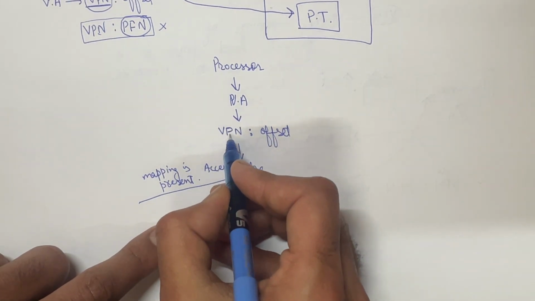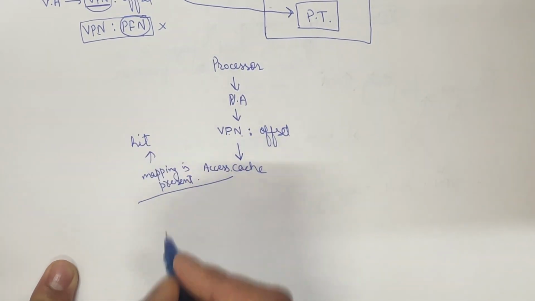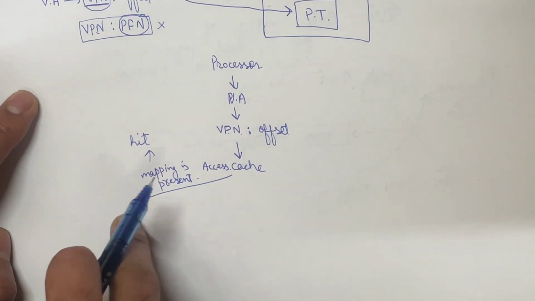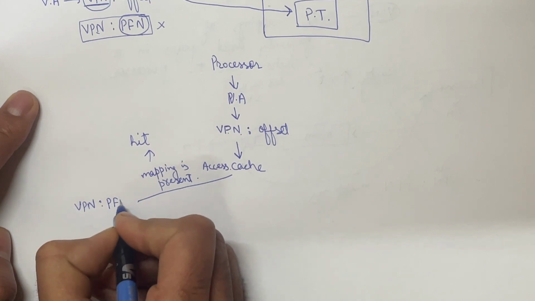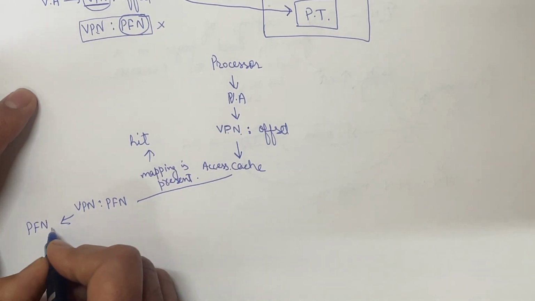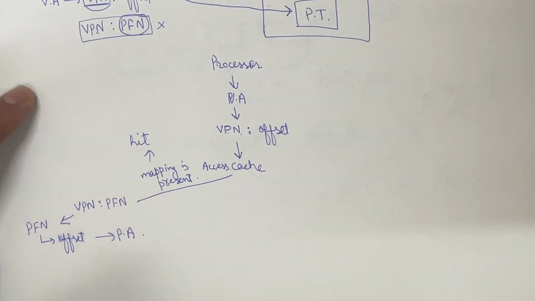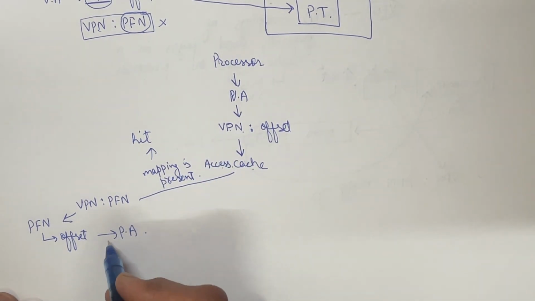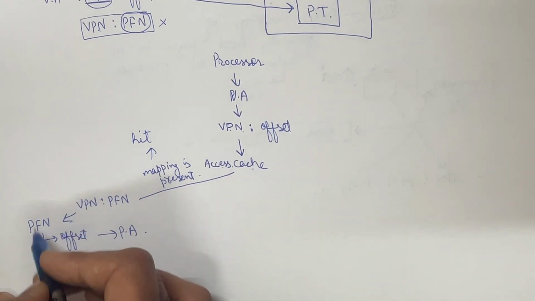We will get the virtual page number to physical frame number mapping in this cache. This is also called a cache hit. Cache hit means we will get the data inside the cache. From here, we will get the physical frame number and combine it with the offset to get the physical address. So if there is a hit in this cache, we don't have to access the memory. That one extra memory access will be gone.